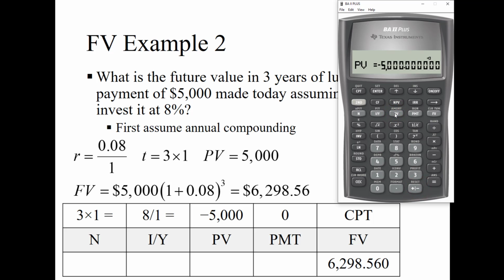We do not have an annuity in this example, so our value for PMT is going to be 0. So I'll type in 0 and then hit PMT. And then lastly, we're going to calculate our future value, and so we'll hit CPT FV. And here you'll see we have a future value of $6,298.56.